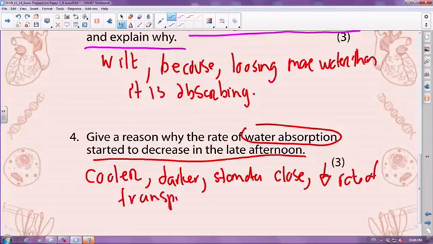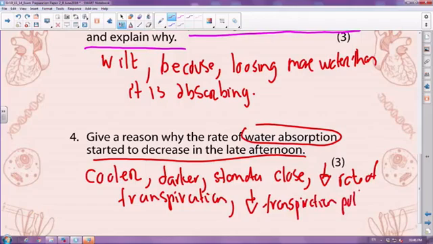So we have less transpirational pull, and therefore we need less water.